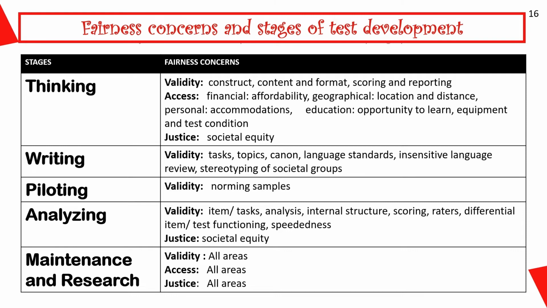Under writing, we have validity, task, topics, canon, language standards, insensitive language review, stereotyping of societal groups. Under piloting, we have validity, norming samples, and for analyzing, we have validity, item test analysis, internal structure, scoring raters, differential item or test functioning, speededness, and for justice, we have societal equity. And lastly, we have maintenance and research. Under validity, all areas; under access, all areas; and for justice, all areas.